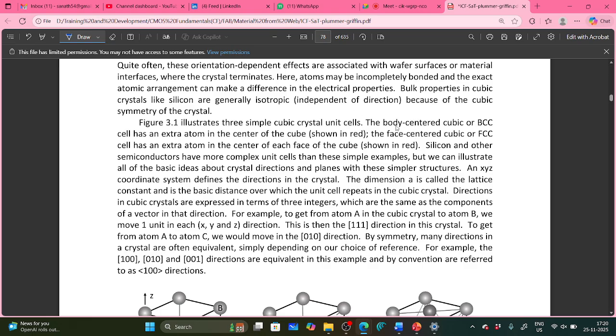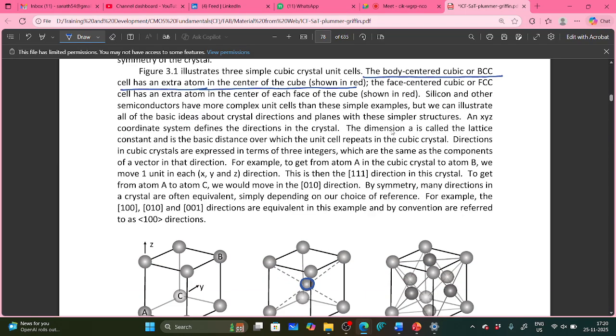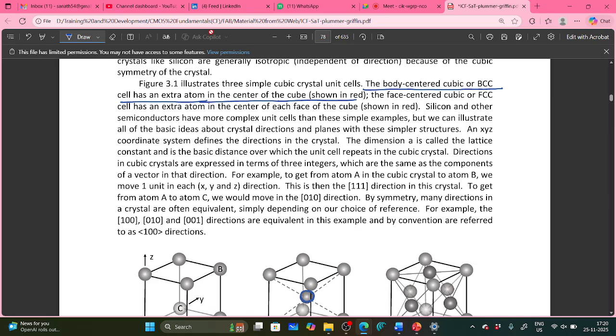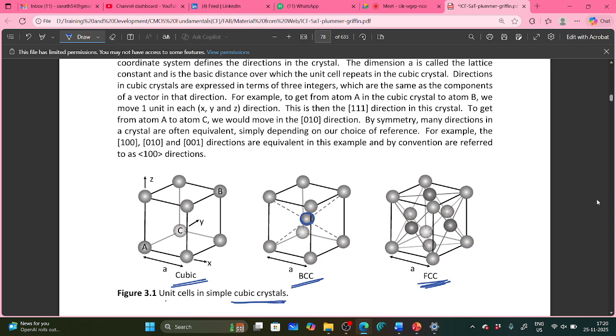See here, the body centered cubic structure has an extra atom in the center of the cube. And one more structure is the face centered cubic structure. The face centered cubic structure has an extra atom in the center of each face of the cube. So here at the corners you have atoms, and on each face you have atoms.